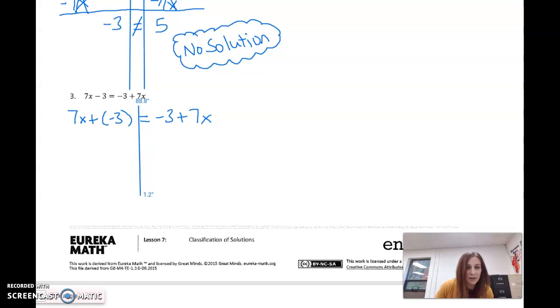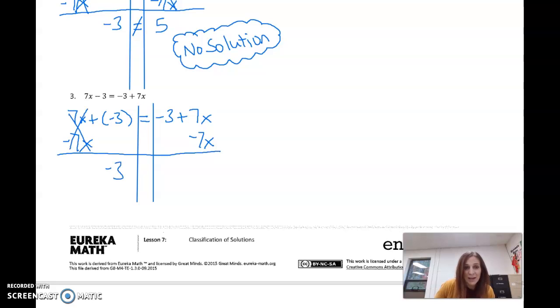Put my lines in here. Okay, each side is simplified. So now I'm gathering my x terms up. I'm going to get rid of the x term on the right here. So I'm going to combine a positive 7x with a negative 7x. And whatever I do to one side, I do to the other. That gives me 0. I'm left with negative 3 equals, bring down my negative 3.